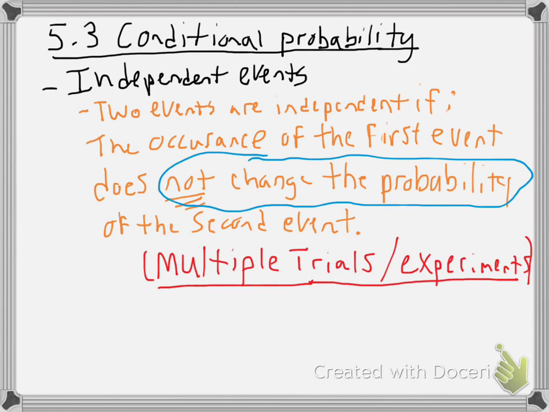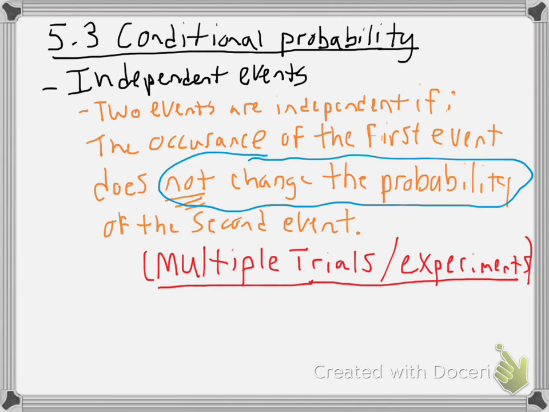So for instance, if you flip a coin, you get a head or a tail, the next flip, the probability of getting a head or a tail is still 1/2 and 1/2. If you roll a die, rolling a 6 on the first roll does not change the probability that you will get a 6 on the second roll. Those events are clearly independent.